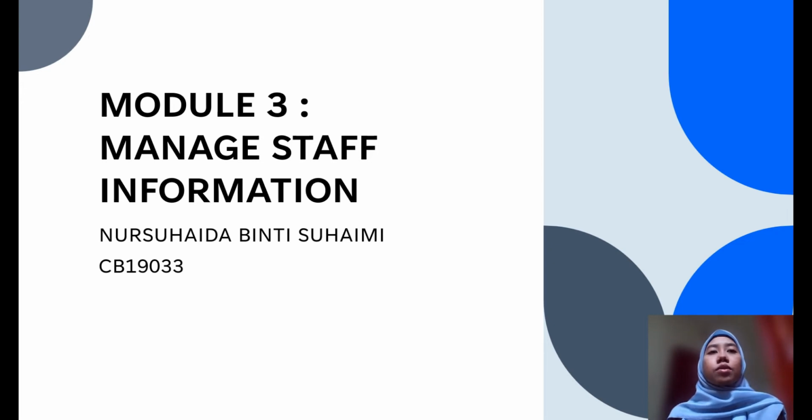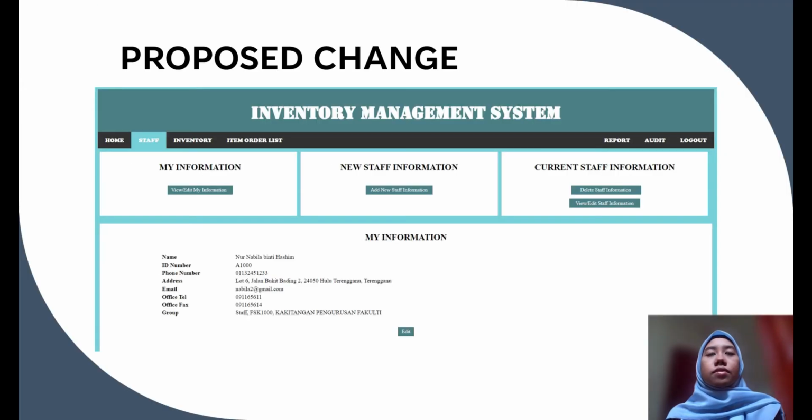I would like to present Module 3, which is Manage Staff Information. Next, the proposed change for Manage Staff Information is to add a new function, the Print Staff Information function. This function will ease the admin in getting a hard copy of the staff information details when checking the item order list. So the admin no longer needs to log into the system each time they want to check the item order list.